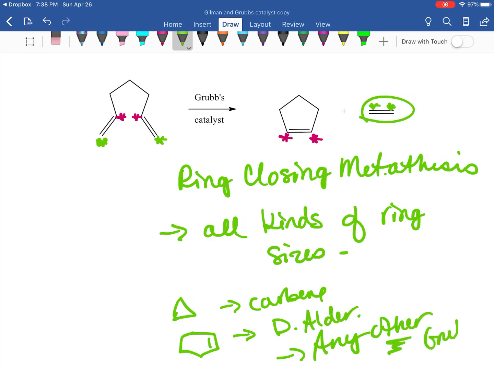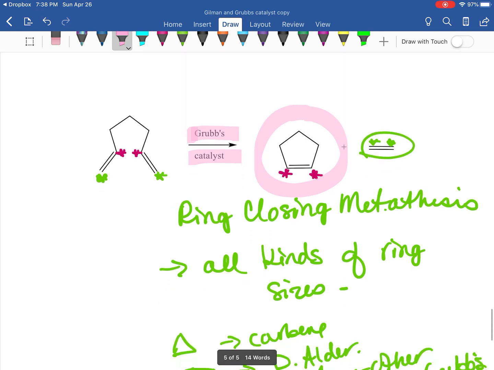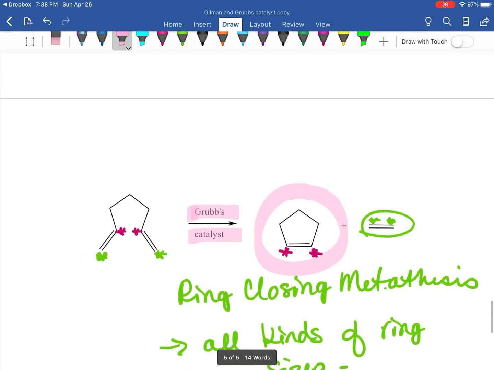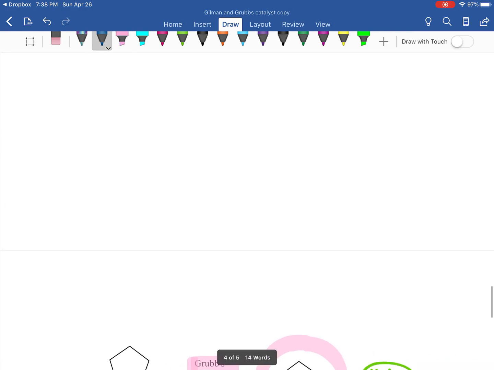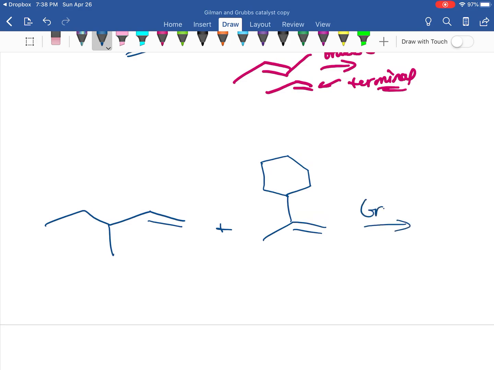So if you see in your synthesis the cyclopropane, you're going to use your carbene. If you see your cyclohexene, you're going to use your Diels-Alder. If you see any other ring size, you're going to need Grubbs. Grubbs catalyst is the only way we've learned now to make any other ring size. So if you want to make a cyclopentene, you have to use Grubbs catalyst. You cannot use a Diels-Alder or a carbene to make that ring size. So it's pretty awesome. Let's practice one of them.